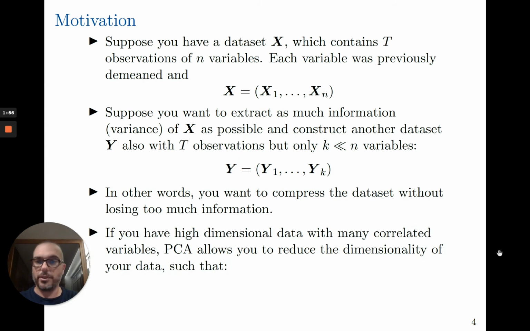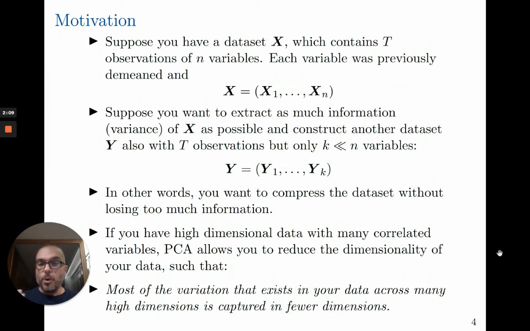In other words, we want to compress the data set without losing too much information. Okay? So if we have high dimensional data with many correlated variables, principal component analysis will allow us to reduce the dimensionality of the data, such that most of the variation that exists in the data across many high dimensions will be captured by fewer dimensions. Okay, so that's the mechanism.